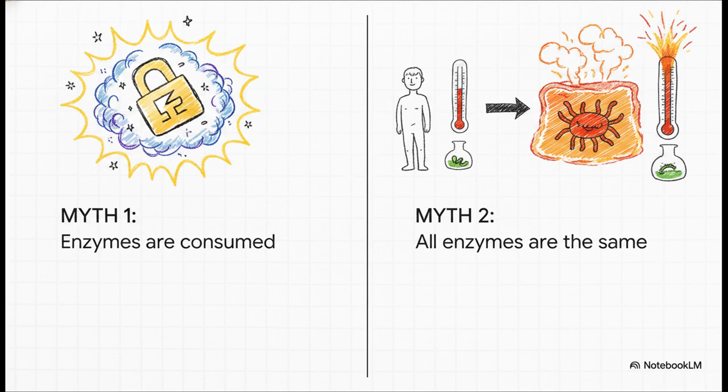Second, do not fall into the trap of thinking all enzymes share the exact same optimum temperature and pH. Yes, human enzymes love 37 degrees Celsius, but for an enzyme from a bacteria living in a boiling hot spring, its optimum temperature might be 80 degrees. Every type of enzyme has its own highly specific environmental needs.